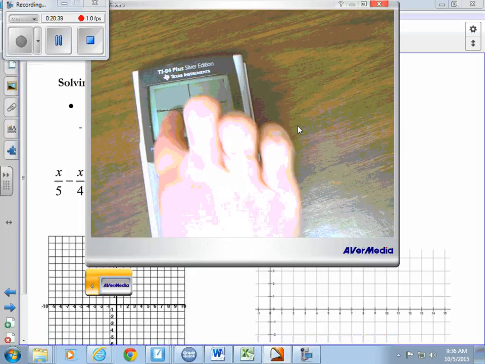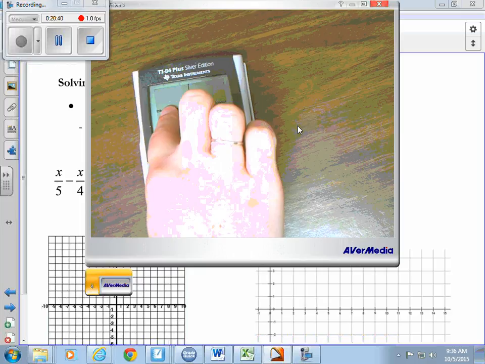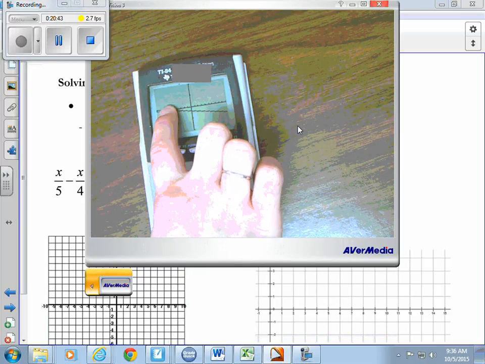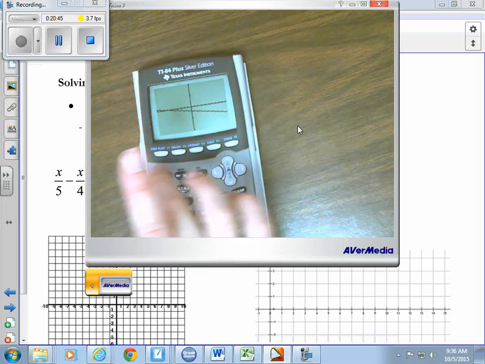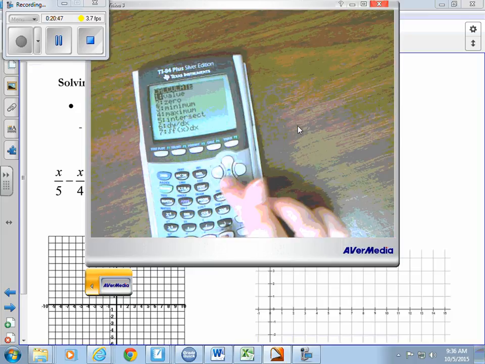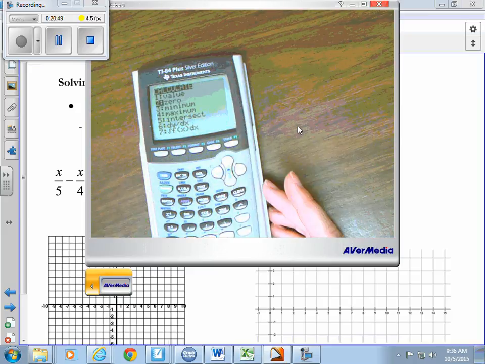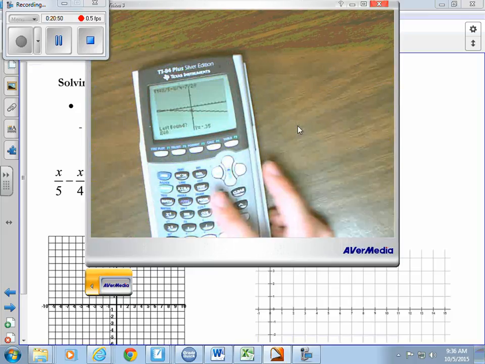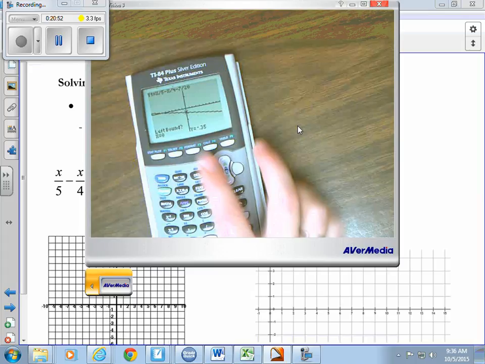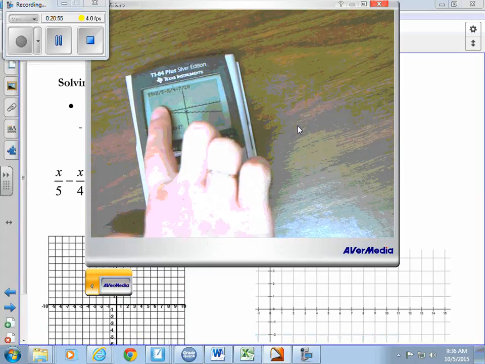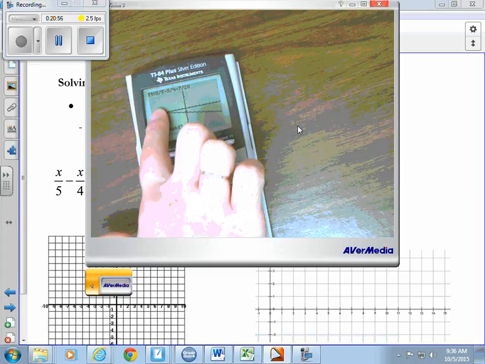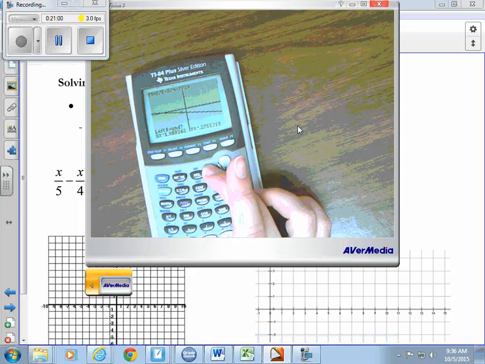Now, wouldn't I be looking for where this crosses the x-axis? So there's another button you can use. Second trace 0. To do the zeros, you have to find where it crosses the x-axis, which is right here. And you have to go to the left of that.